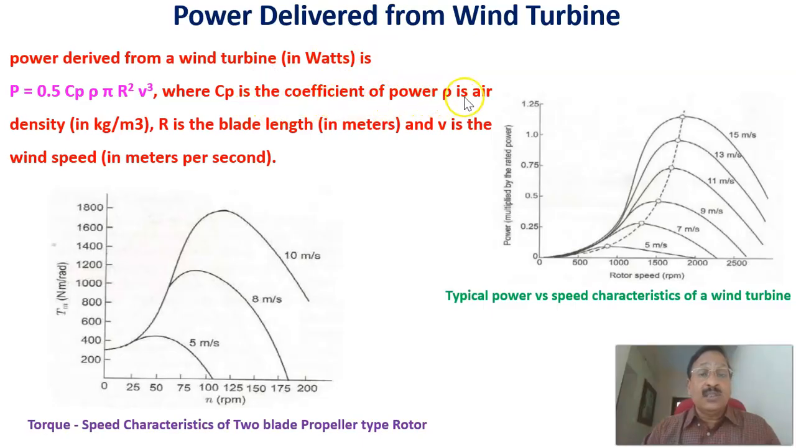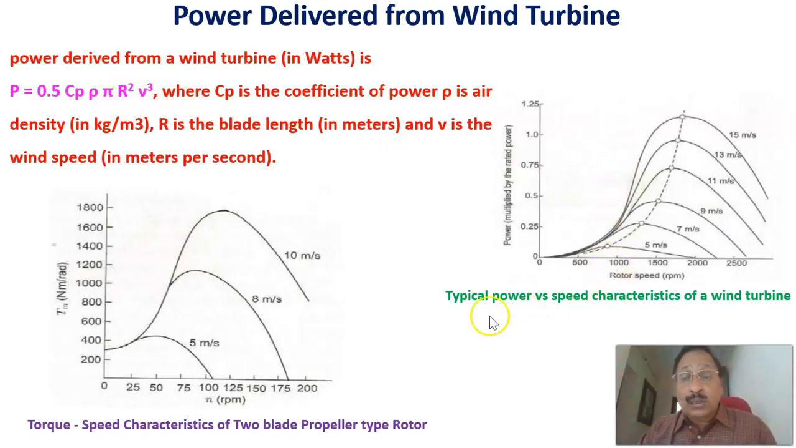Cp is the coefficient of power, rho is the air density in kilogram per meter cube, R is the blade length in meters, and V is the wind speed in meters per second. Therefore, the power delivered from the wind turbine is given by 0.5 Cp into rho into pi r square V cube.